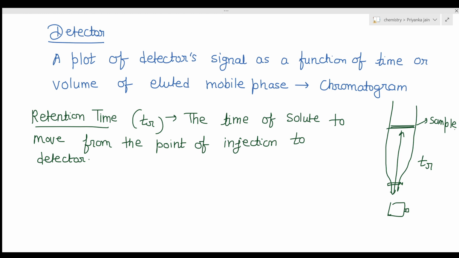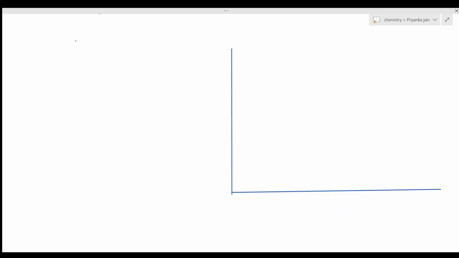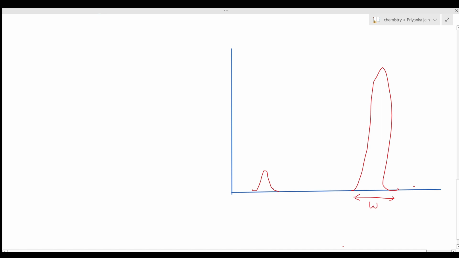Another important term here is the baseline width. What is baseline width? That is the width of the solute's chromatographic band at the baseline. This we will show by W. Suppose this is our chromatogram and here are two peaks. One peak is here and another peak is like this. The width of this at the base is called the baseline width. And the time taken from here to here is called the retention time.